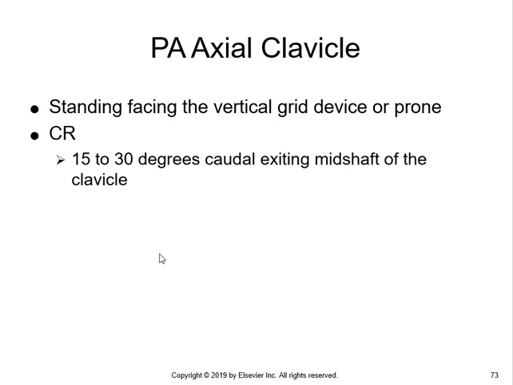The PA clavicle, we're just going to reverse the angulation. Instead of a 15 to 30 degree cephalic angulation, what we can utilize is a 15 to 30 degree caudal angulation. Remember, anything that you can shoot AP, you can shoot PA. Anything that has an angulation and you shoot AP, you can shoot PA just by reversing the angulation. Entrance and exit points are going to change as well, but the most important thing to remember is that you reverse your central ray angulation.